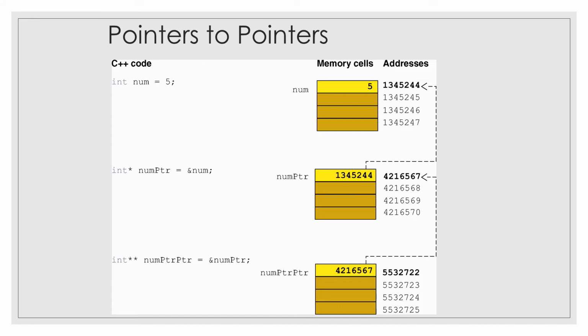Now let's create a variable that is a pointer to an int. In other words, this can point to a variable that's a pointer. Its name here is num pointer pointer, and we grab the address of the previous pointer variable and put it in there. So now we have a situation where one pointer variable points to another, and that pointer variable points to the data. And that's called double indirection.